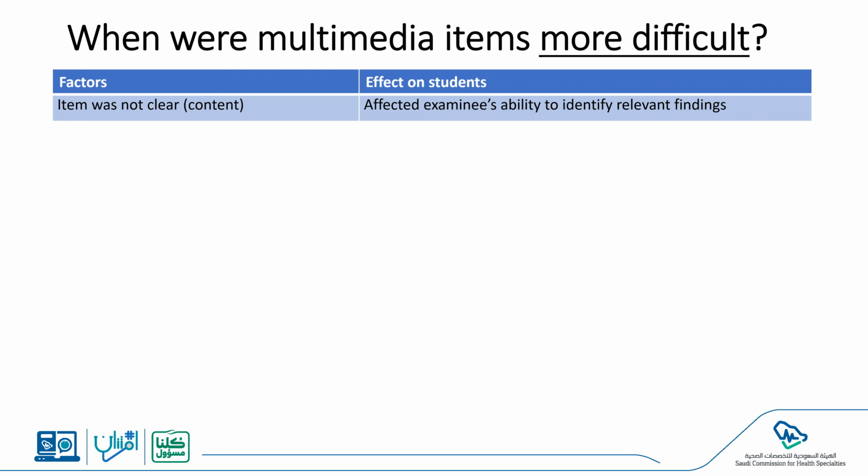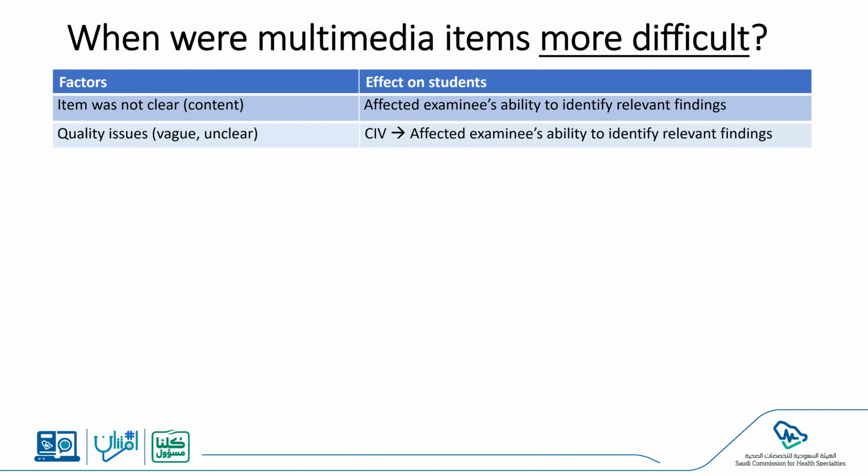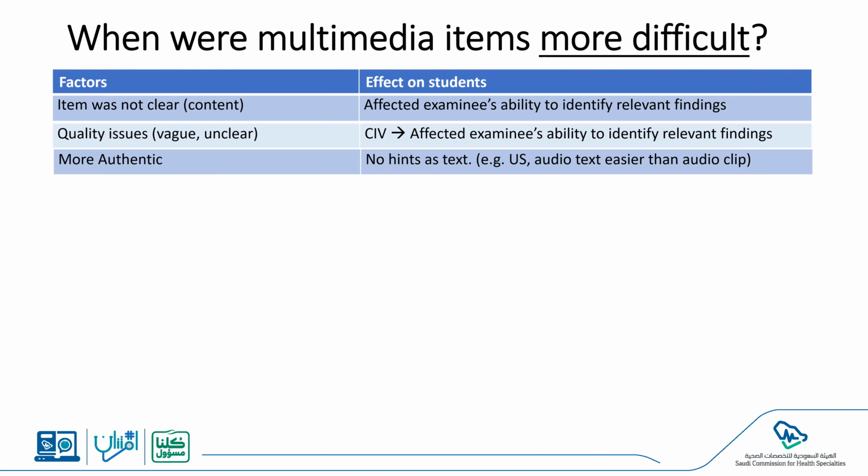So what are some of the things that made the item more difficult when you had multimedia? If I put an X-ray in a question or a video, what are the things that made the item more difficult, from the research? If the item was not clear, it affected the examinee's mental model. So if you had a proper image, but the item was not clear, that affected the multimedia, because they had different mental models, they had cognitive overload, it wasn't understood. The quality of the material, if it wasn't good, affected their ability to see the item.